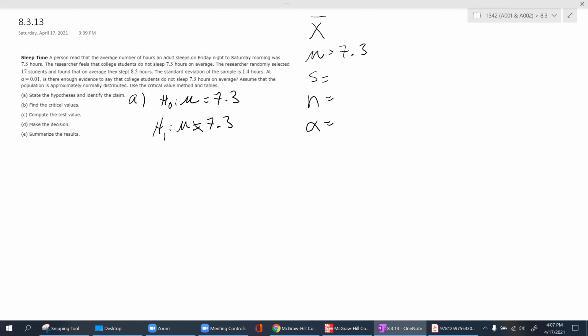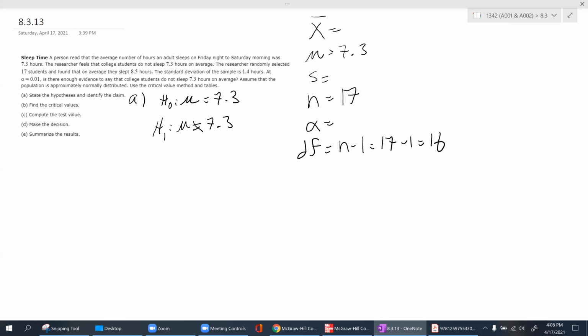Nice, right? There's a difference in the wording there. Just like before, the researcher randomly selected 17 students. That is my n. And you may even want to write degrees of freedom down here as well, which is n minus 1, which is 17 minus 1, which is 16. You have everything handy.